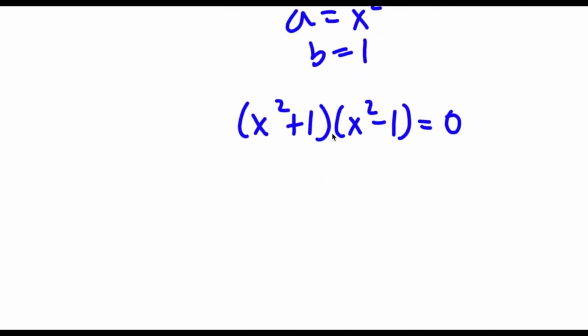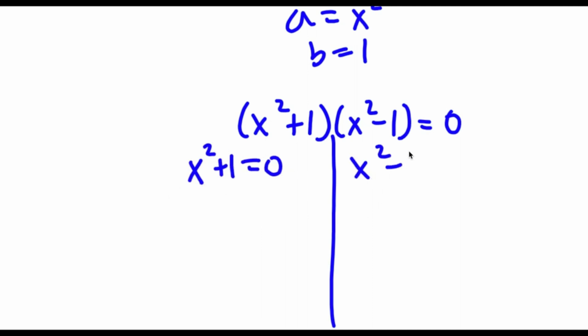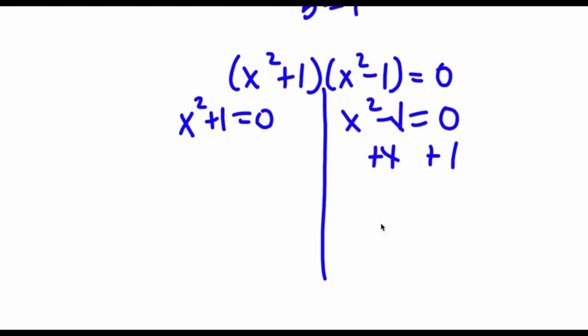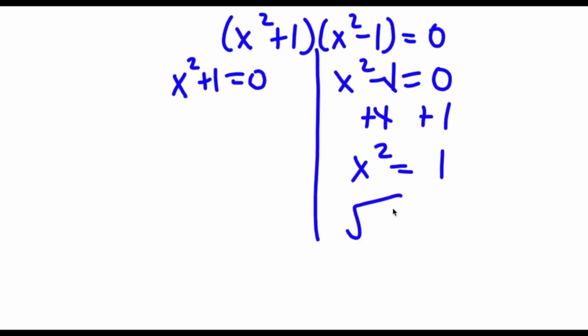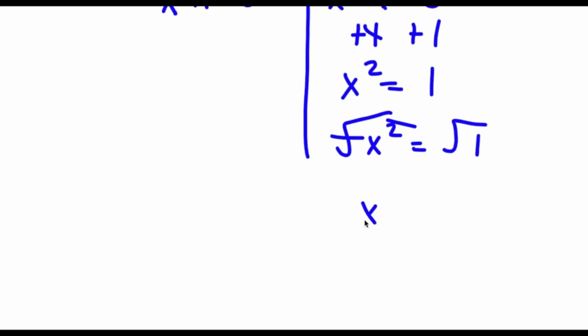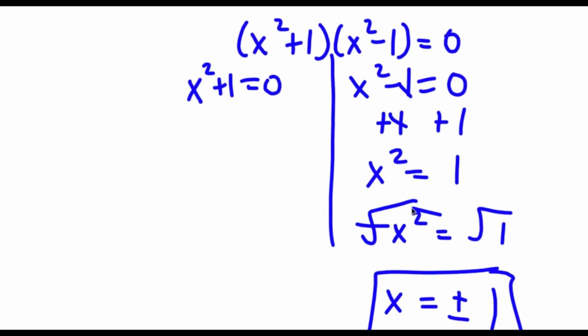So now this gives me 2 equations. I have x squared plus 1 is equal to 0, and I have x squared minus 1 is equal to 0. So let's first start with x squared minus 1 equals 0. I'm going to first add 1 on both sides, and these 2 cancel out, and I'm left with x squared is equal to 1. Now I'm going to take the square root on both sides. So then these 2 cancel out, and I'm left with x is equal to the square root of 1, which is actually equal to positive or negative 1. So these are 2 more solutions to our problem.